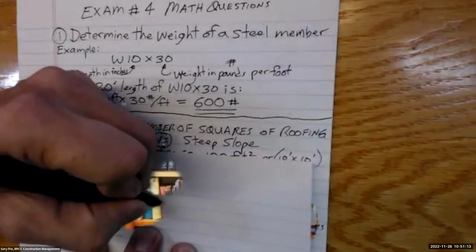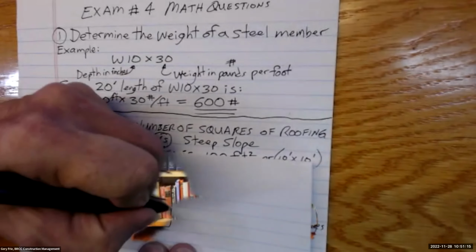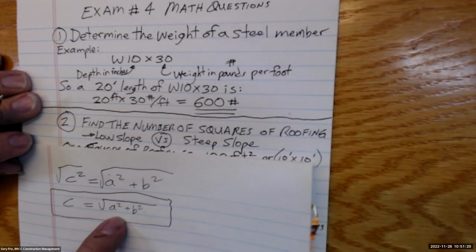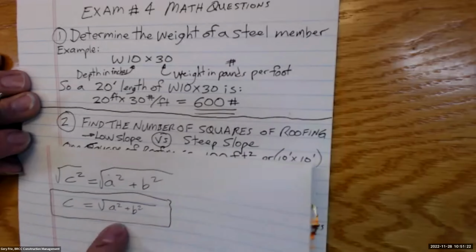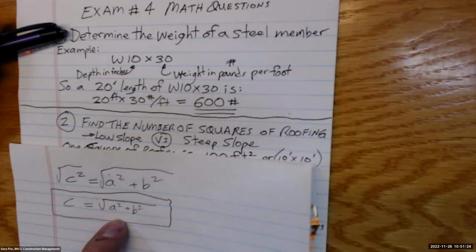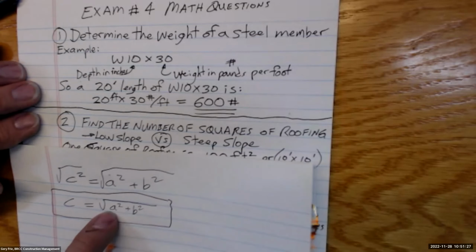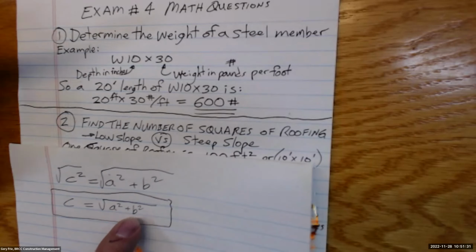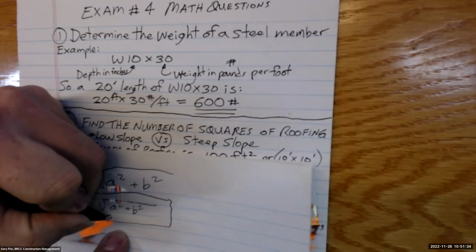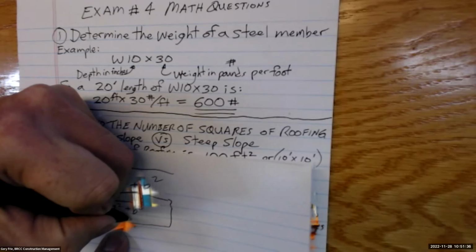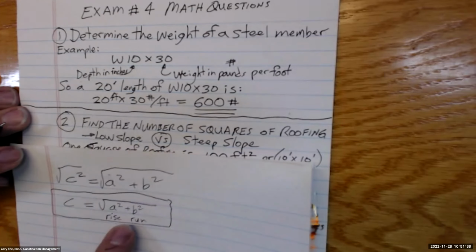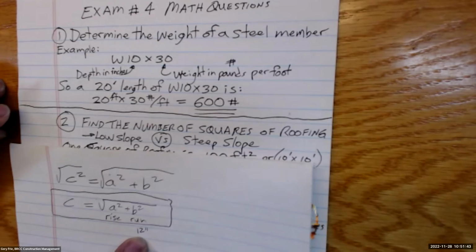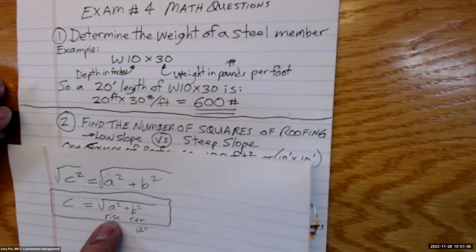This is a formula you're going to need a lot in your construction management courses, so you might as well start memorizing. This is the form of the Pythagorean theorem that you'll use all the time in construction, because you're typically going to know what A and B are, the rise and the run. It doesn't matter which is which, but I'll call this the vertical rise and this the horizontal run. The run is always going to be 12 inches in roofing, and the rise is whatever it is, and that tells you how steep the roof is.